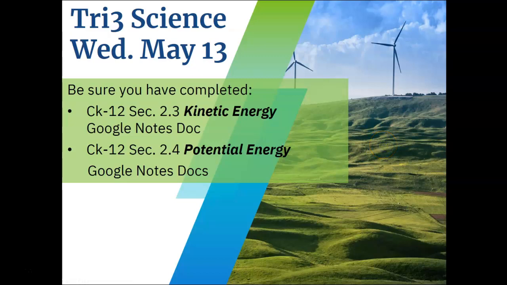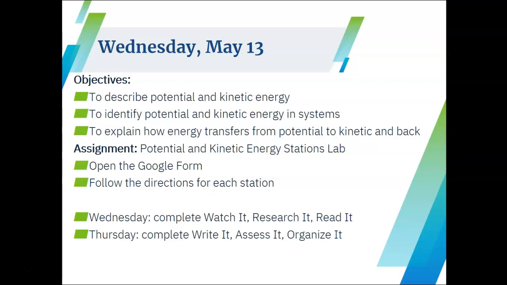So let's see what we've got going on for today. We're going to do our first stations lab. I've divided it into two sections. I've reduced it to 6 stations. So you're going to do 3 for today and the last 3 for tomorrow, for Thursday, and that'll round out your week. So our objectives are to be able to describe potential and kinetic energy, to identify potential and kinetic energy in systems, and to explain how energy transfers from potential to kinetic and back again.